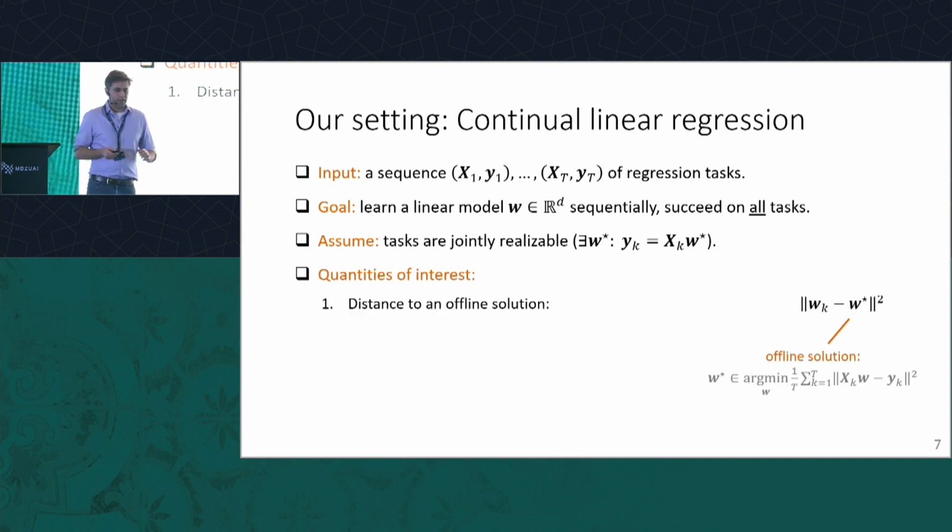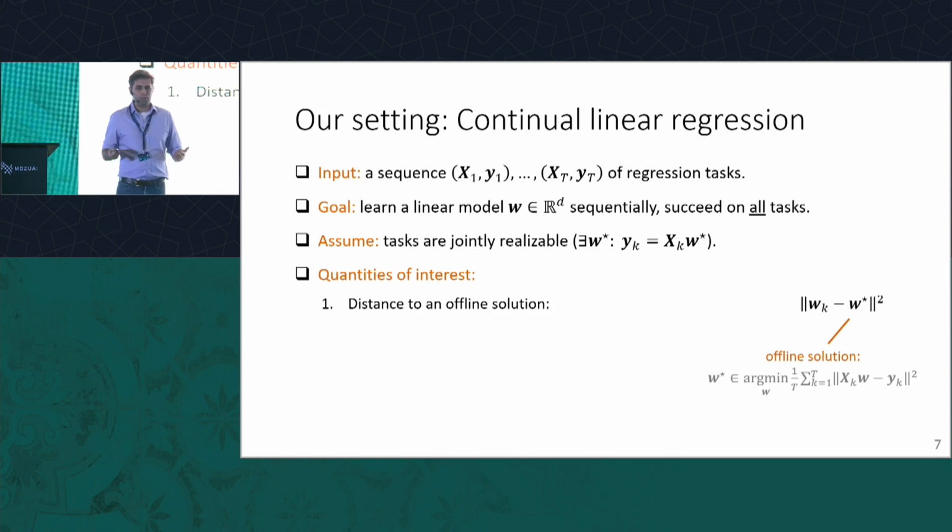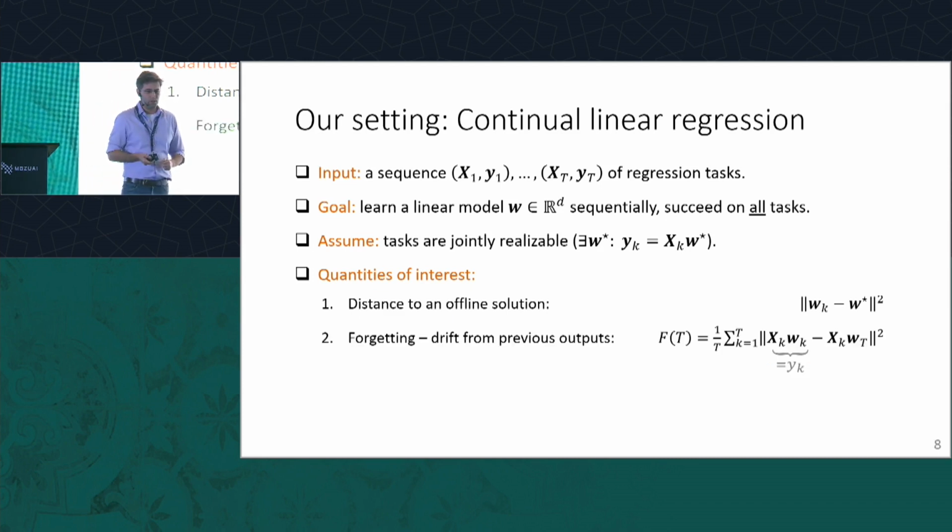Just to define some quantities of interest. Suppose there is some offline solution which we can get by fitting all the tasks together. What will be the distance from the solution we get during the task sequence to the best solution, this offline solution? This is one thing we want to understand.